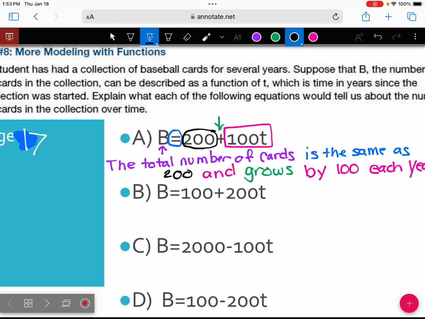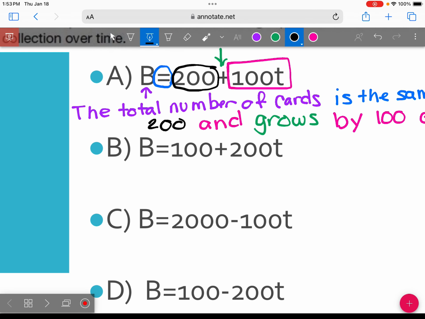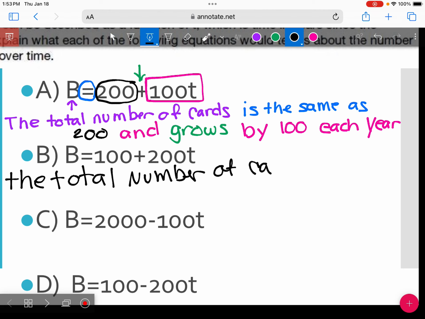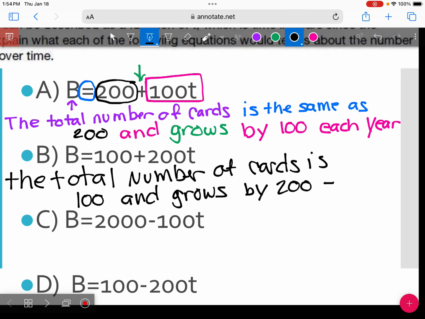All right, so let's look at B. How did you guys put this into words? Yep. And then it goes by 200. The total number of cards is 100 and grows by 200 each year. Absolutely lovely. Or they started with 100 cards and buy 200 a year. Also perfectly acceptable.